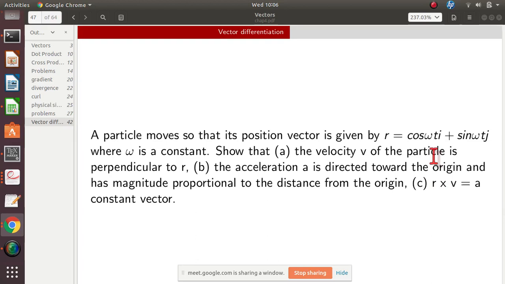Okay, so now you understand what is derivative, what is partial derivative, how to calculate. So this question contains all three things: dot product, cross product, derivative. So again, this is a practice of your dot and cross product.